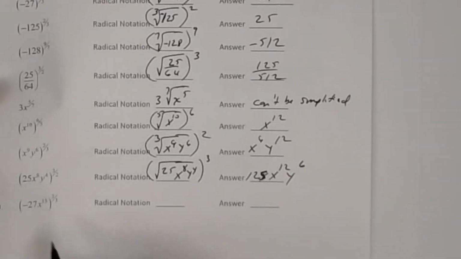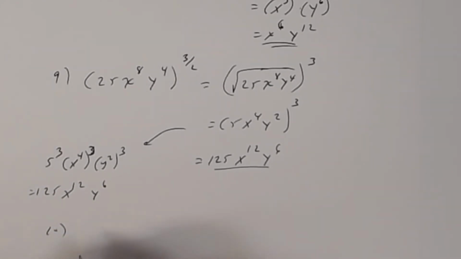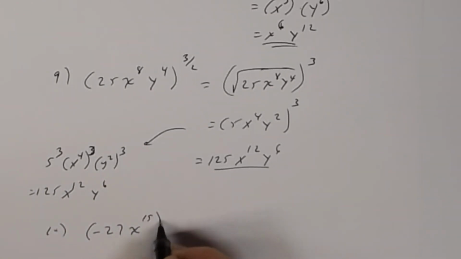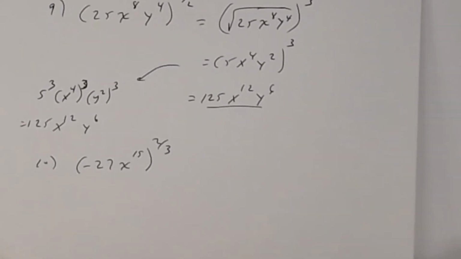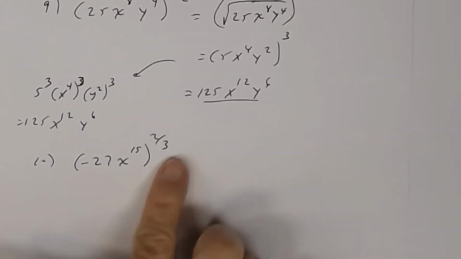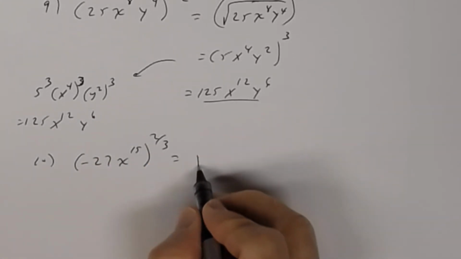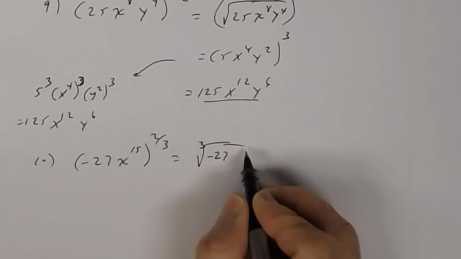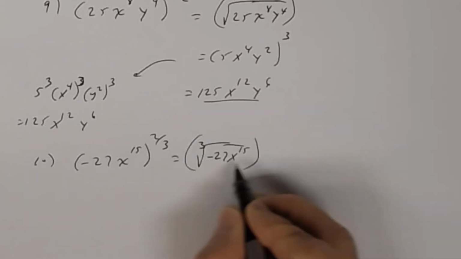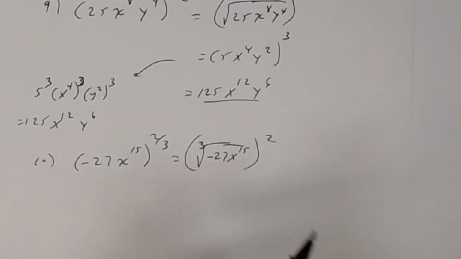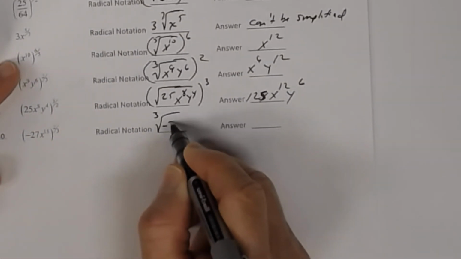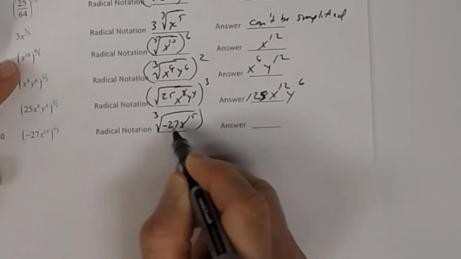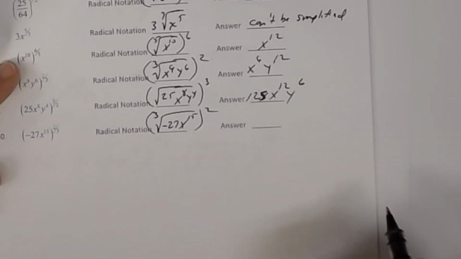And then finally, number 10. So number 10, we have negative 27, x to the 15th, all raised to the rational exponent of 2/3. So we can always change rational exponents to radicals. That's what we've been doing here. So it becomes the cube root of negative 27, x to the 15th, all raised to the 2nd power. So that's your radical notation. So that goes here.